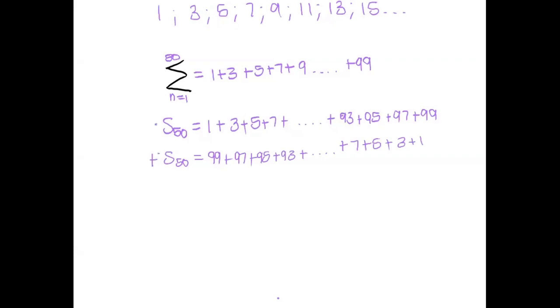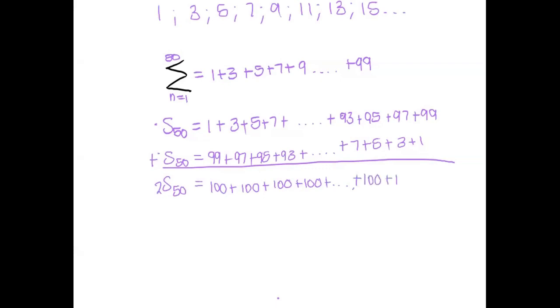So when we add them, we have 2 S50, because when you add 2 of the same terms, you get 2 of it. So 1 plus 99 is 100. 97 plus 3 is 100. 5 plus 95 is 100. 7 plus 93 is 100. Then continue. So you basically just keep getting 100, 100, 100, 100.